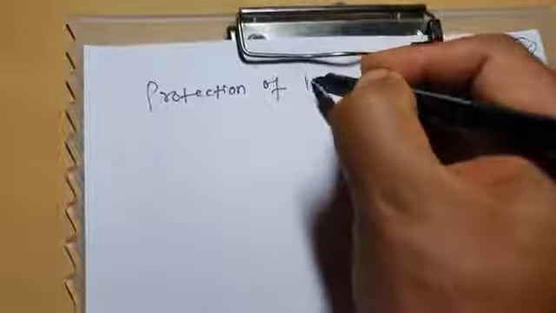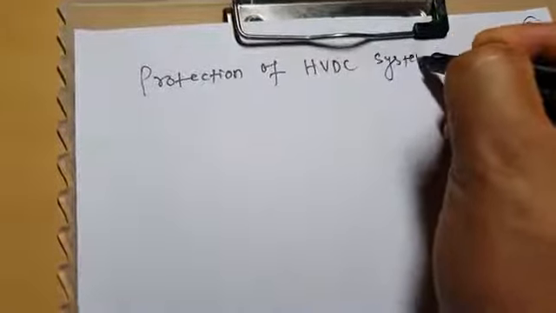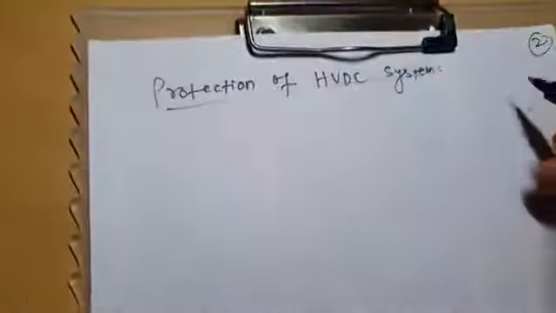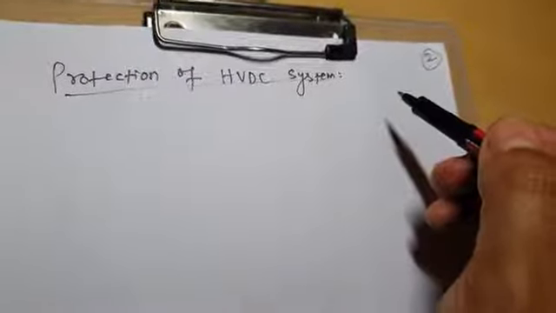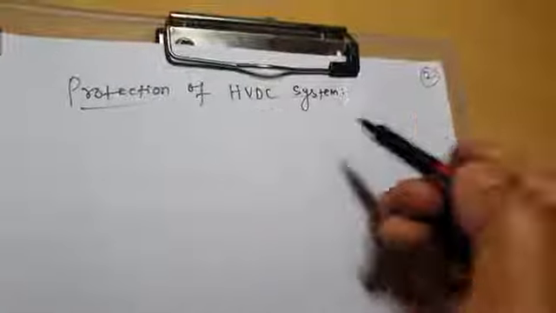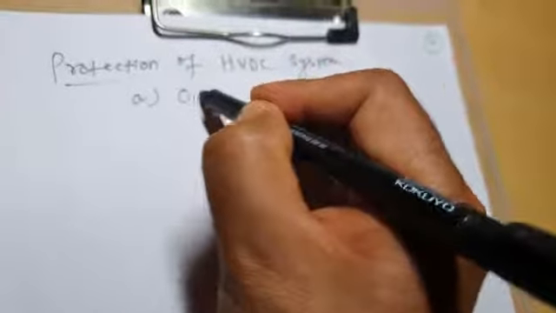Now I will write here protection of HVDC system. Just like you provide overvoltage and overcurrent protection of an AC system, in a similar way you have to provide overvoltage and overcurrent protection of an HVDC system. So the first type of protection that you have to provide is overvoltage protection.